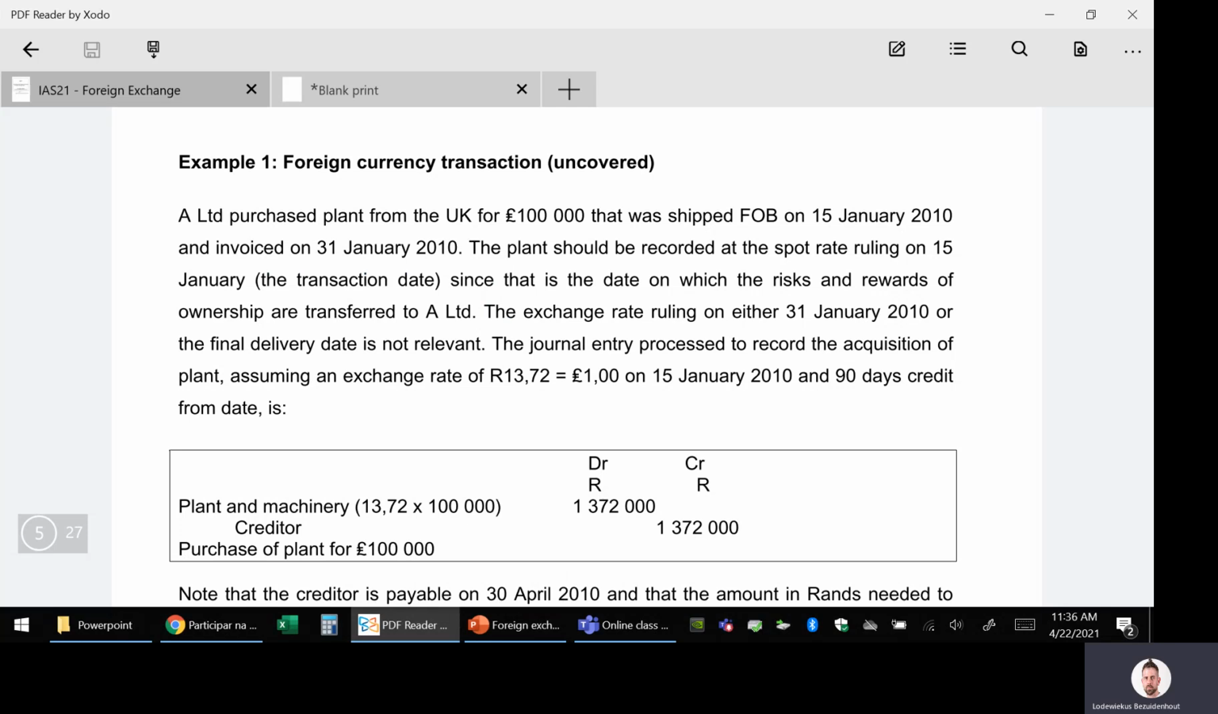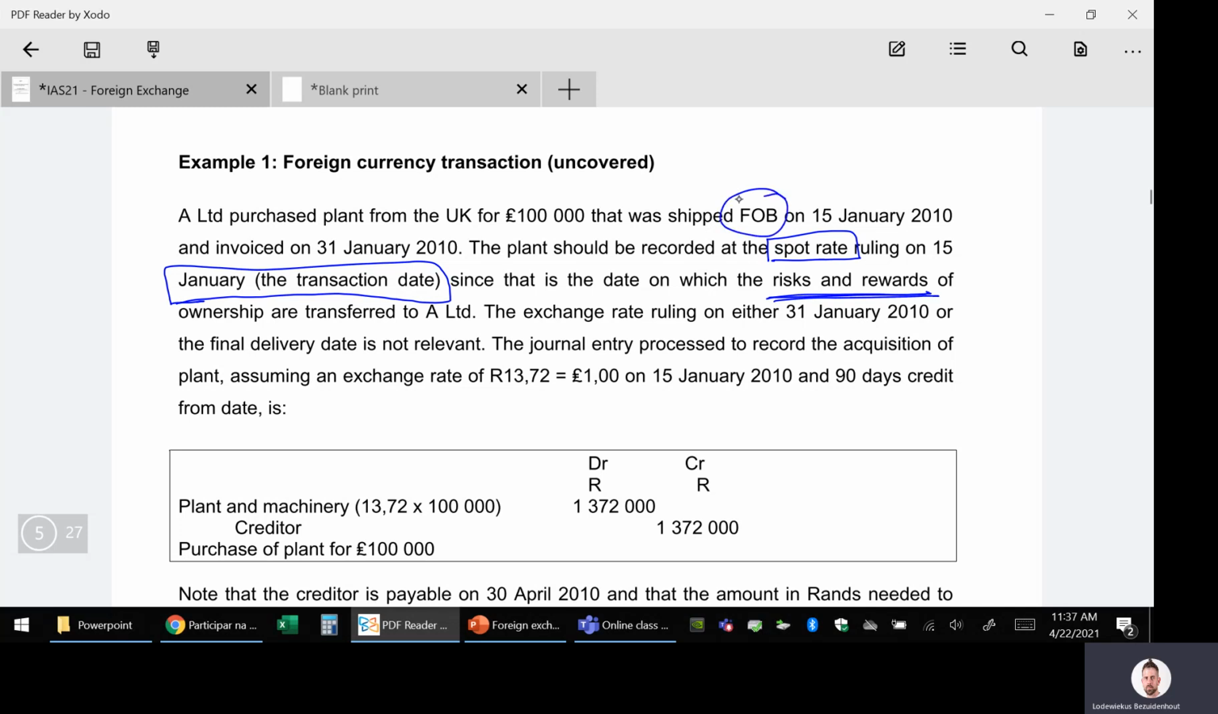All right, example one. A Limited purchased a plant from the UK for £100,000. It was shipped FOB on the 15th of January 2010 and invoiced on the 31st of January. So the plant should be recorded at the spot rate on the 15th of January, the transaction date, because that is the date that the risks and rewards were transferred to A Limited.